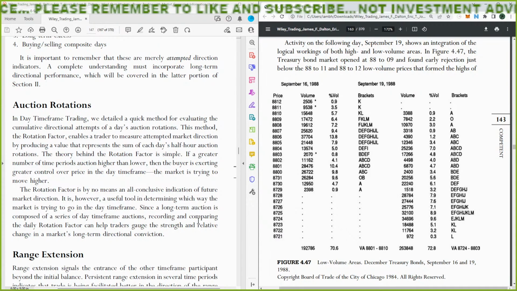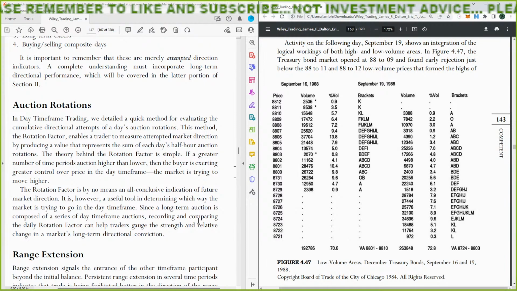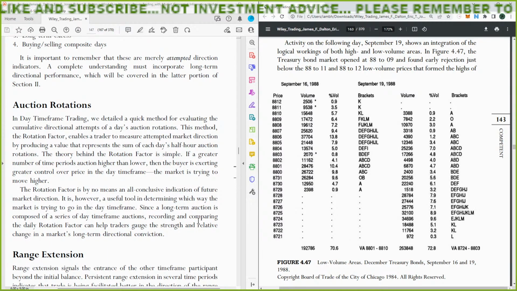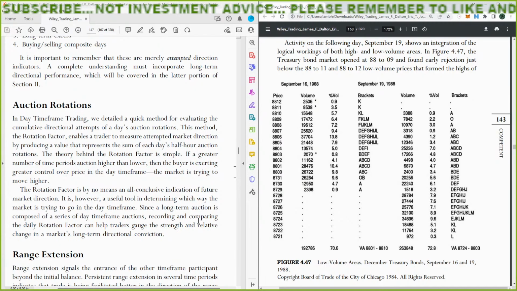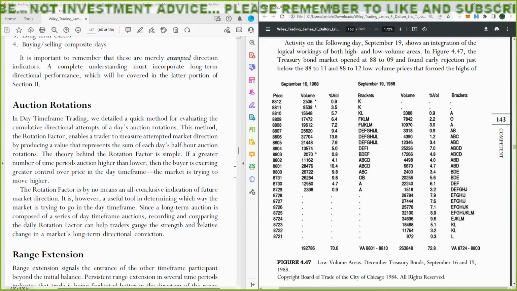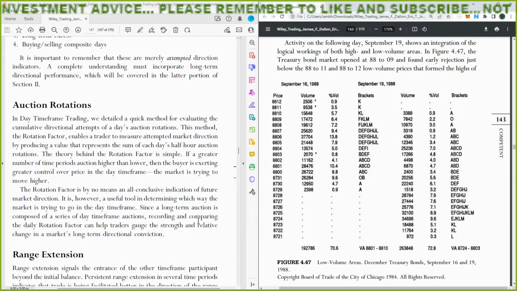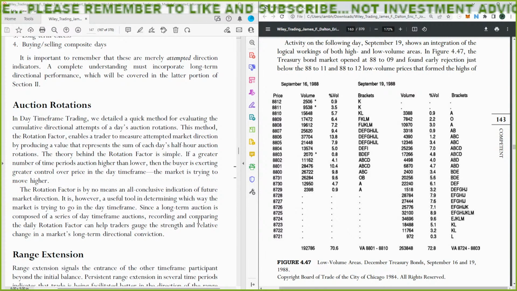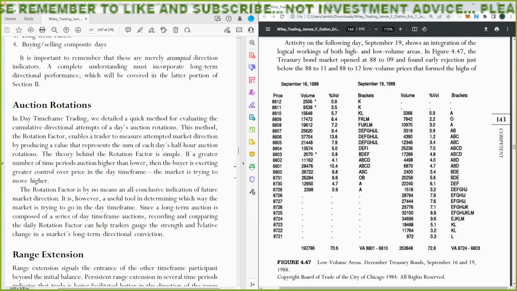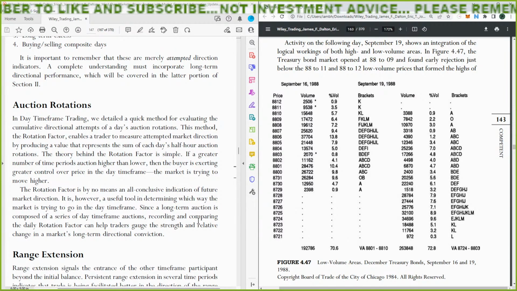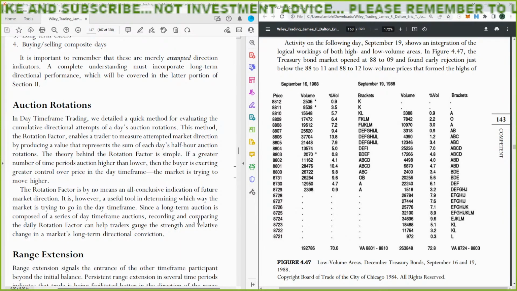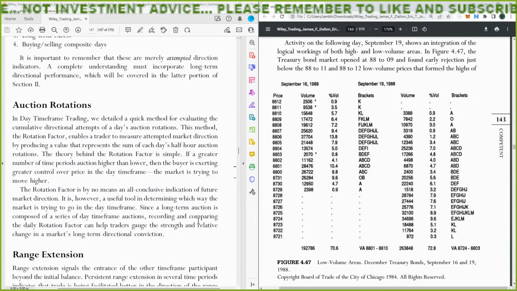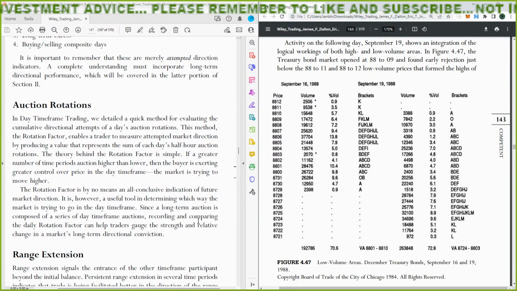Auction rotations. In day time frame trading, we detailed a quick method for evaluating the cumulative directional attempts of the day's auction rotations. This method, the rotation factor, enables a trader to measure attempted market direction by producing a value that represents the sum of each day's half-hour auction rotations. The theory behind the rotation factor is simple. If a greater number of time periods auction higher than lower, then the buyer is exerting greater control over price in the day time frame. The market is trying to move higher.